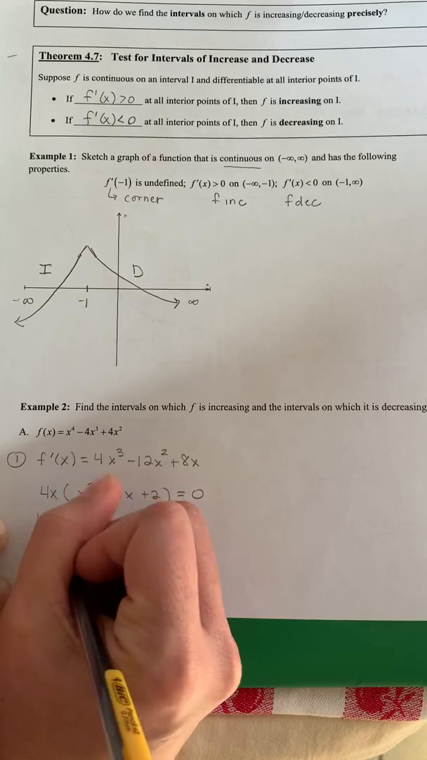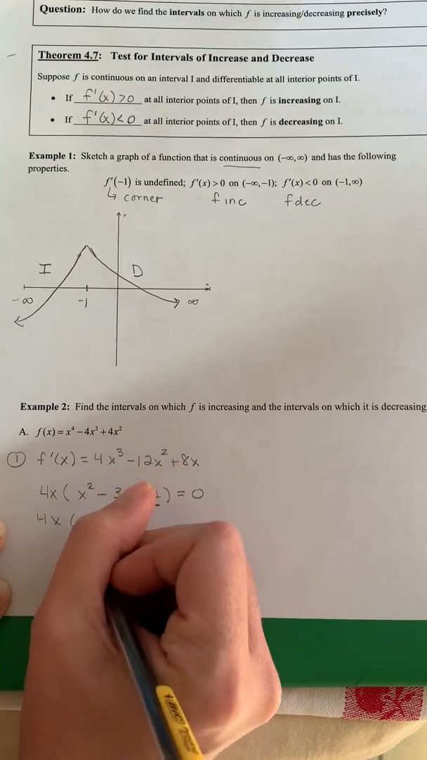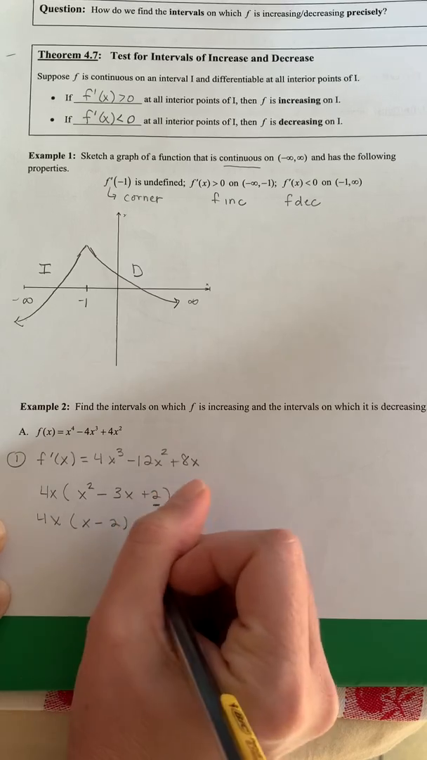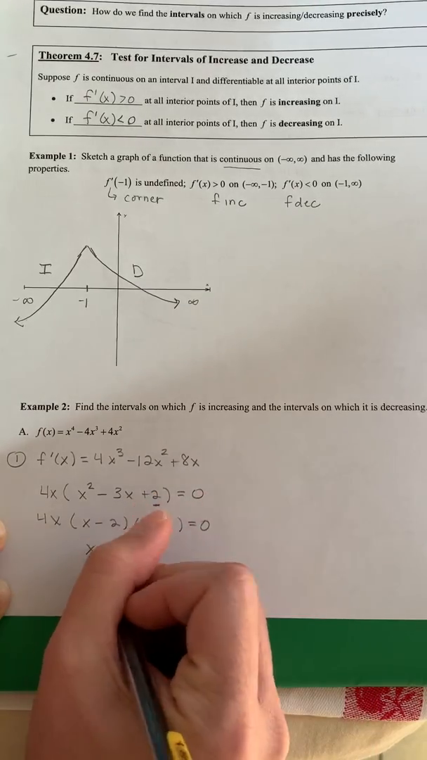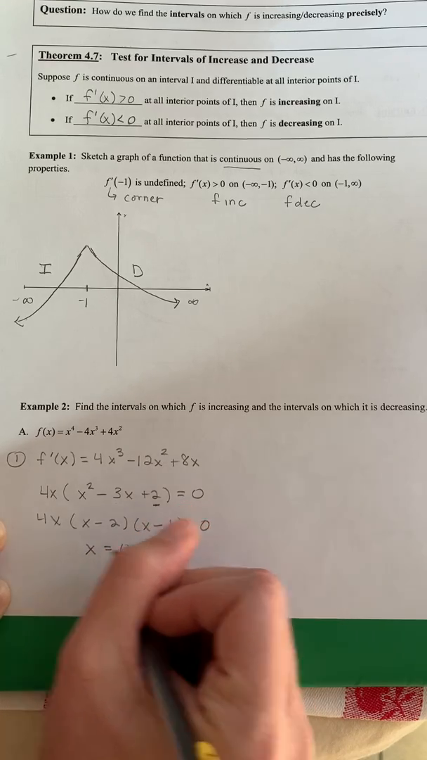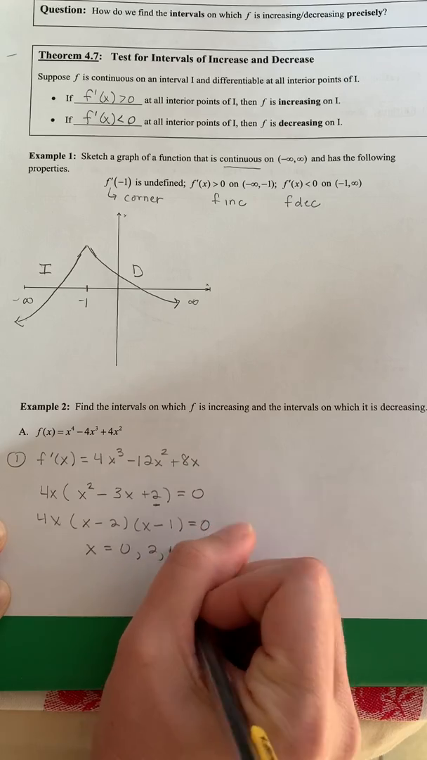Okay, this factors further. We can multiply to 2 and add up to negative 3. So we end up with x minus 2 and x minus 1. All right, so we get 3 critical points. So 0 from the first expression, then 2 and 1.